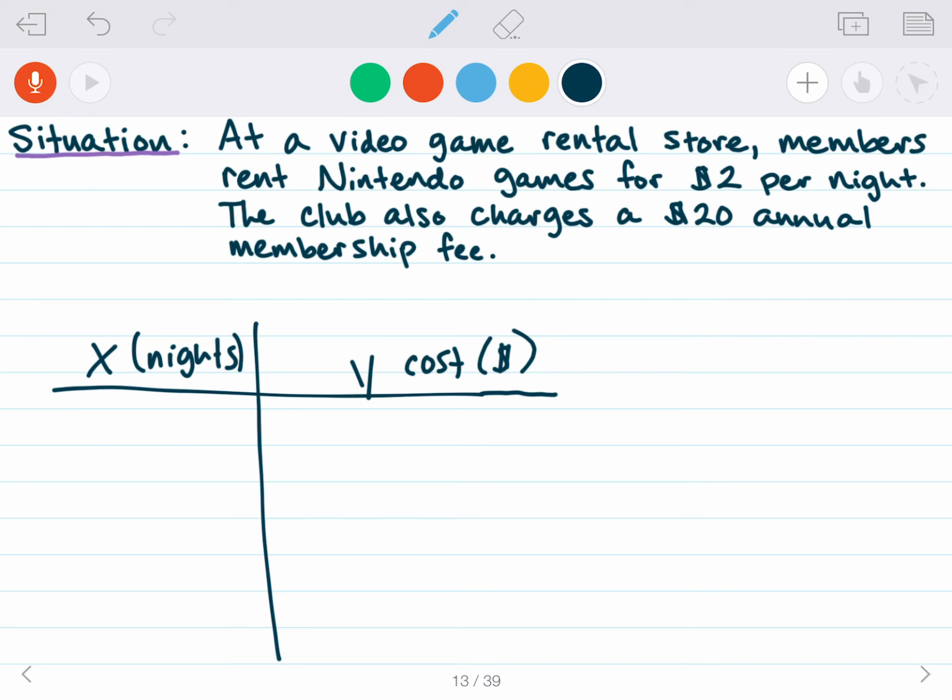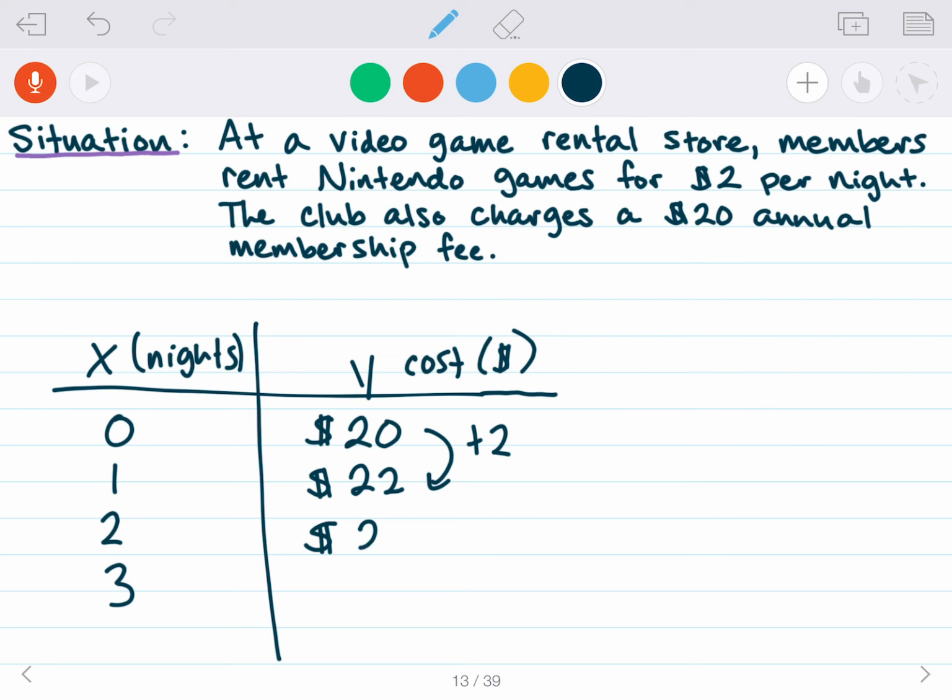And so, we had 0, 1, 2, 3 for our nights. Night 0, we're only paying $20 because we're not paying anything for renting games. But if we rent a game for one night, it's going to be $2 per night. So this is going to be a grand total of $22 that we're paying, plus 2. If I rent a game for 2 nights, I'm going to be paying a grand total of $24, again, plus 2. For 3 nights, $26, and so forth.